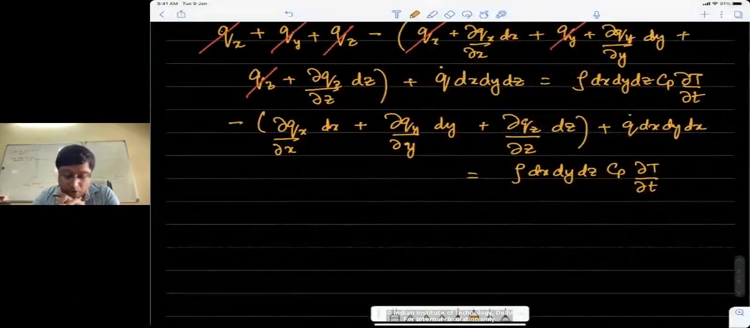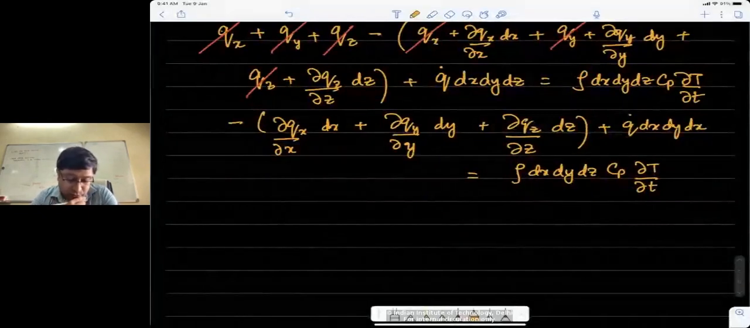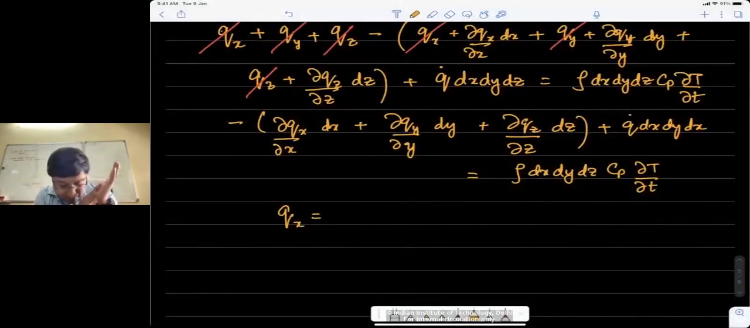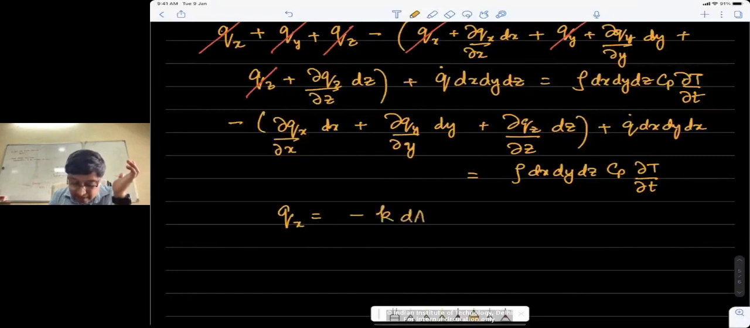So now let's apply Fourier's law to define what qx, qy, and qz were. Recall that qx, which is the rate of heat transfer along the x direction, from Fourier's law should be minus k times, because these are small areas, I can say dA, times dT/dx, except what dA am I referring to?